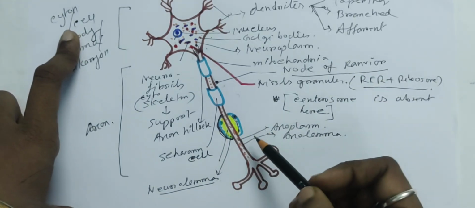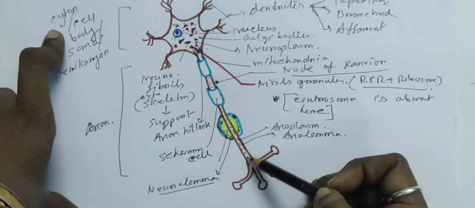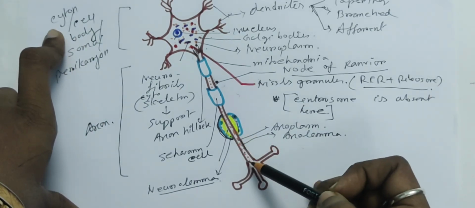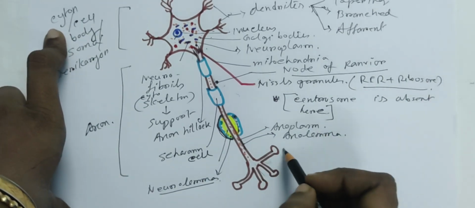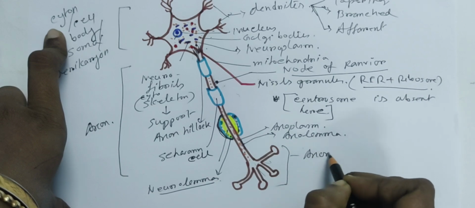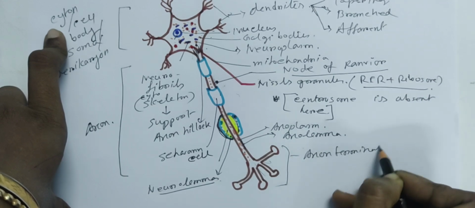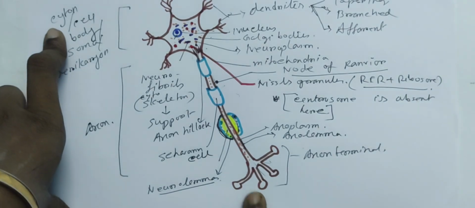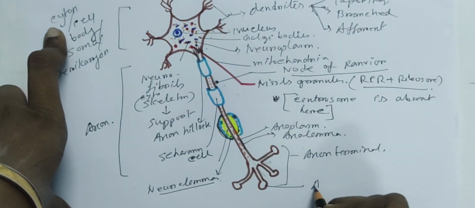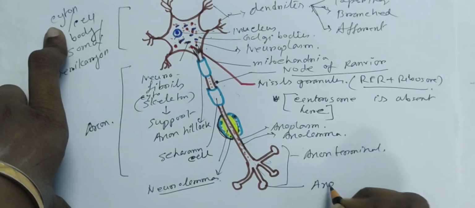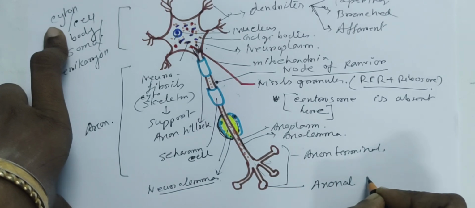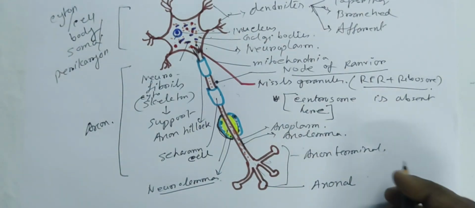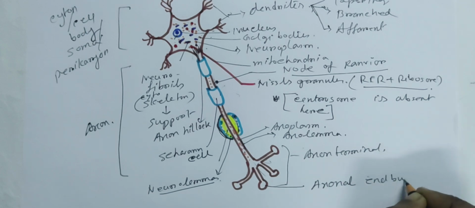Now come to the end part of the axon. At its end part, the axon is divided into branches that are called the axon terminals. And at the extreme end, they have a bulbous structure. That bulbous structure is called the axonal end bulbs.